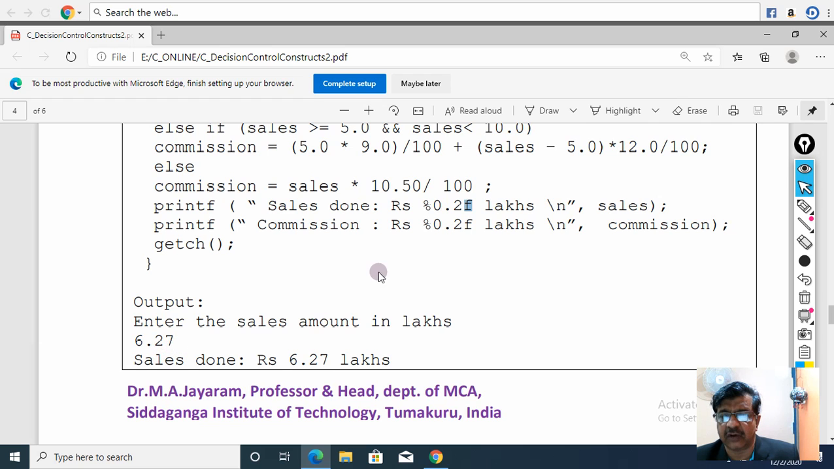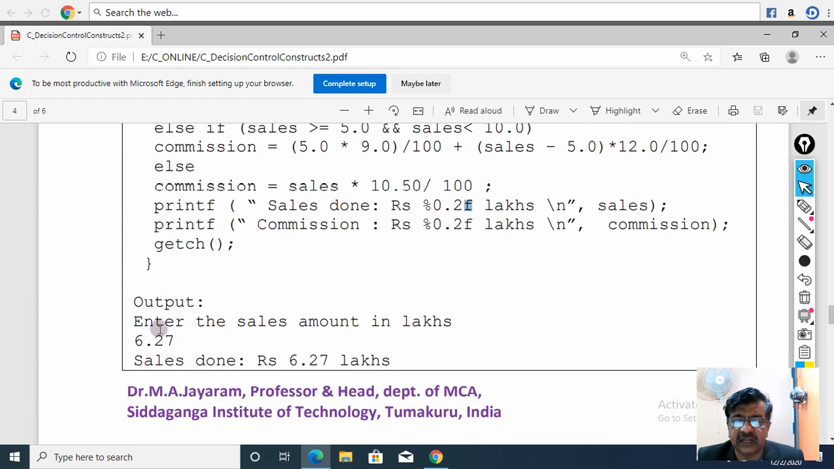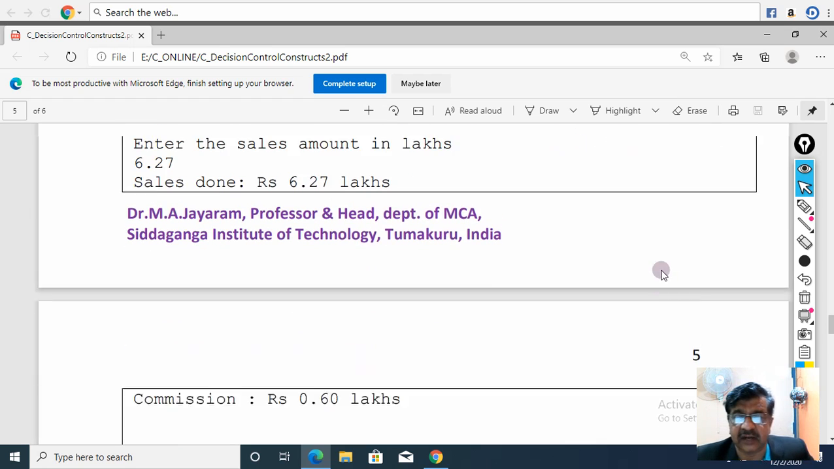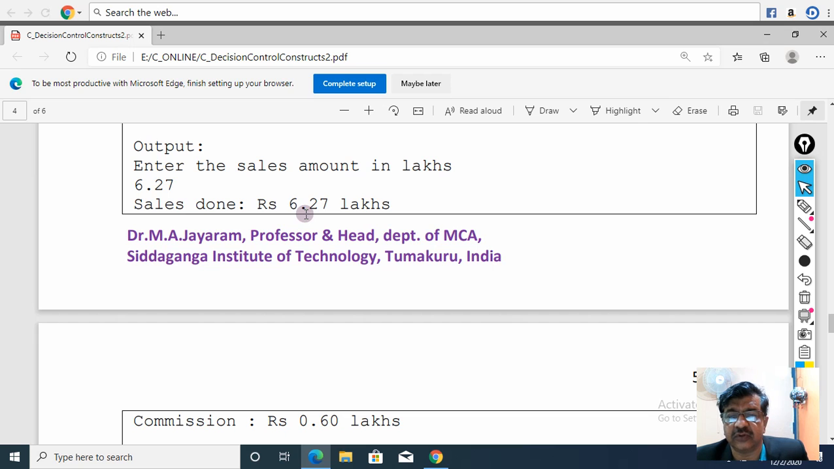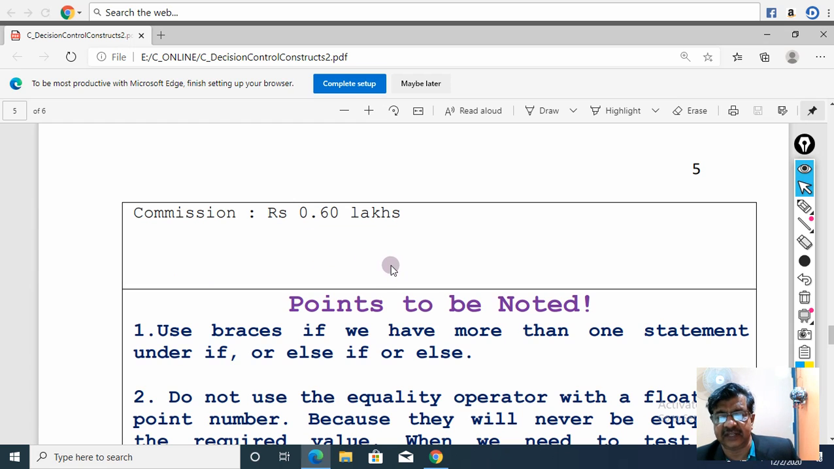6.27 is the amount. Therefore, it comes under this category, between 5 and 10. Up to 5 lakhs it is 9%. Therefore, 9 into 5, 45, that is 0.45 lakhs. Then what remains is 1.27 lakhs. For 1.27 lakhs, it is sales minus 5, that is 1.27 into 12 divided by 100. So this amounts to, for 6.27 lakhs, about 0.6 lakhs.